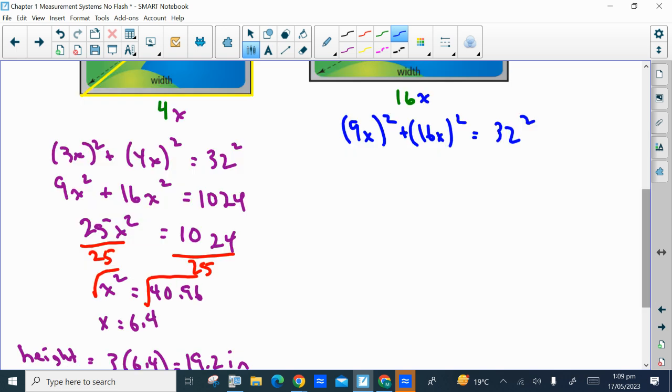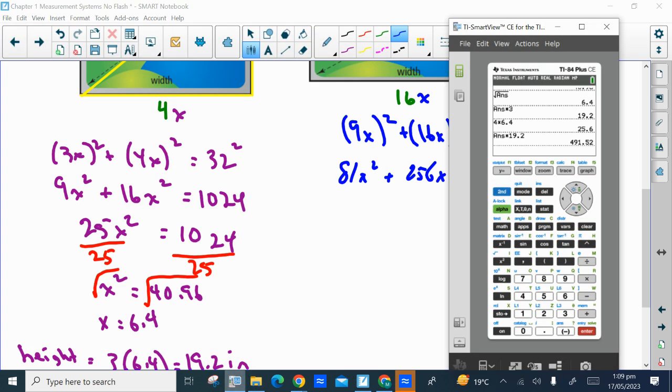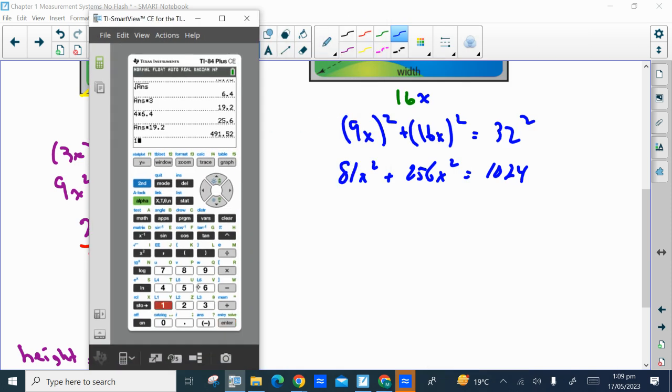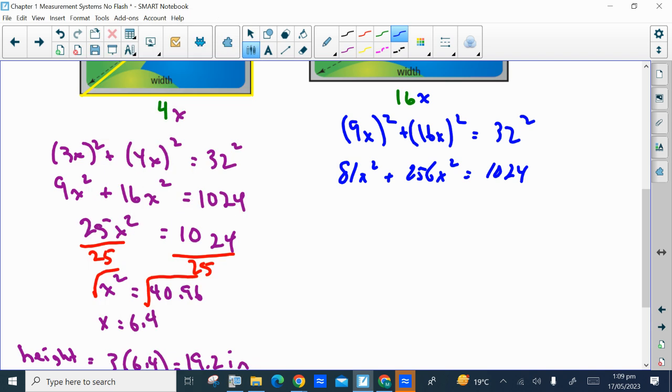When you square 9, you'll get 81x squared. Plus, when you square 16, you'll get 256x squared. And on the right side, you're squaring 32 again, which we already know is 1024. So again, I just want to check. 16 squared is 256. Yep. So you're going to add 256 and 81 together. That gives us 337x squared.